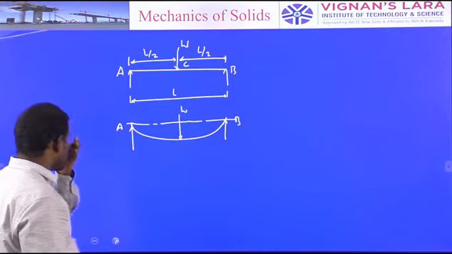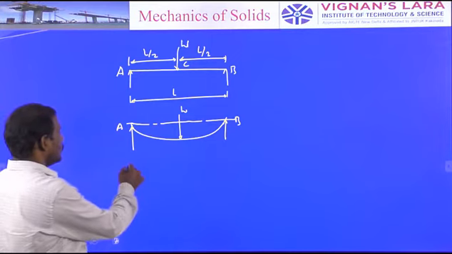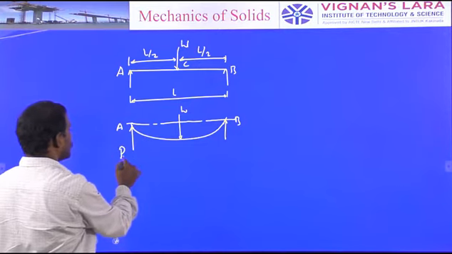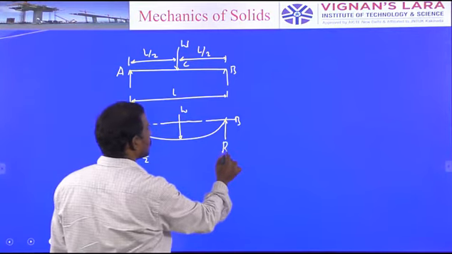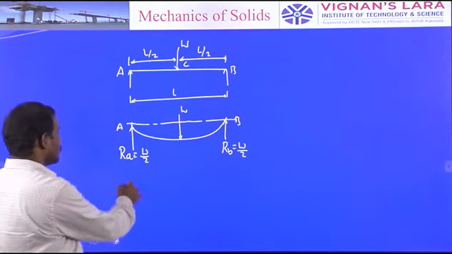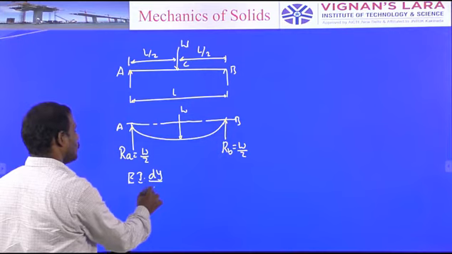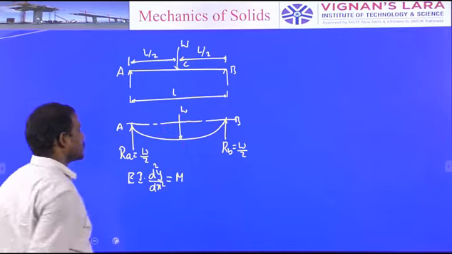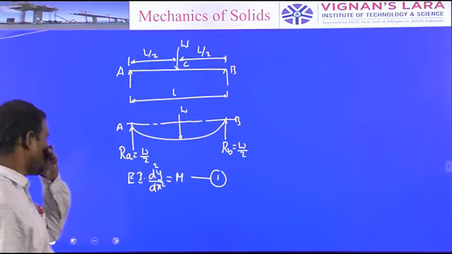So what about the deflection and slope at any position? As usual, we know the governing equation. Initially we have to find the reaction force at A, which, due to symmetry, is W by 2. The reaction force at B is also W by 2. The governing equation is EI d square y by dx square equal to M. This is equation number 1. Initially we have to formulate the bending moment equation.